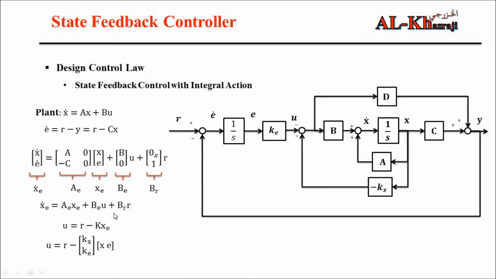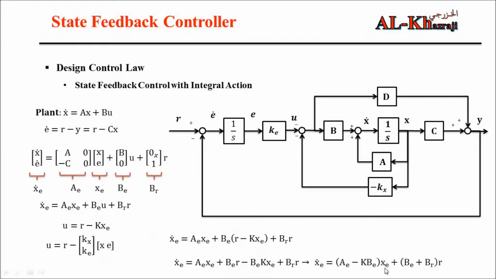Now if we substitute this U in this equation, we will get this. So just substitute the U here. If we arrange the equation, you will get the following: X dot sub E equals A sub E minus K B sub E, all multiplied by X sub E, plus B sub E plus B sub R, all multiplied by R. So now this is the A and B of the open loop system, and this is the A and B of the closed loop system with the integral action.